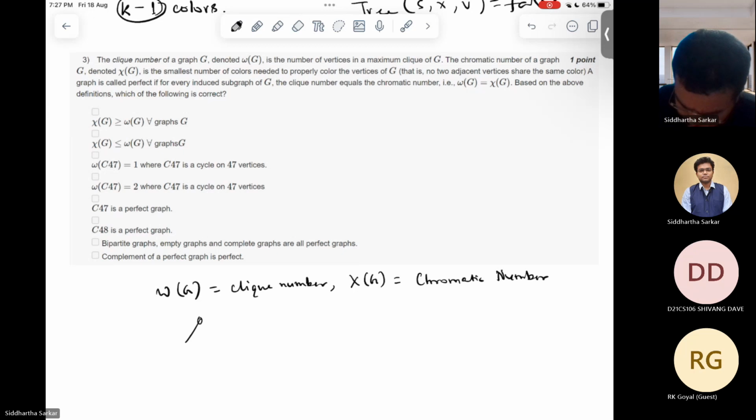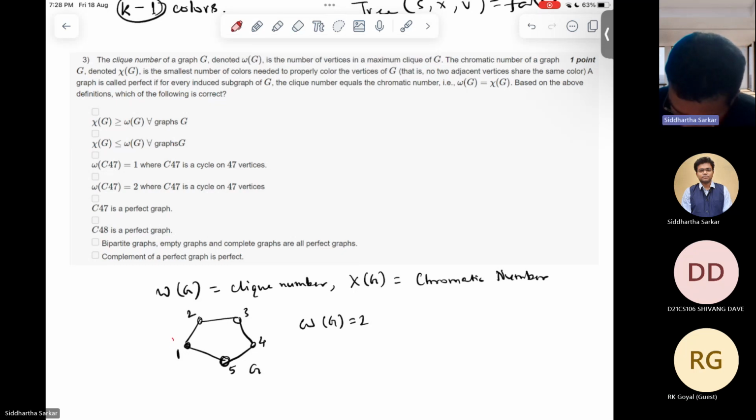So for example, here is a graph. In this graph, there are five vertices and there is no triangle, therefore the maximum clique size is only 2. So if this is G, then the clique number of this graph is only 2. But what is the minimum number of colors that we can assign to the vertices of this graph such that the endpoints of every edge receive distinct colors? So that is 3. Correct.